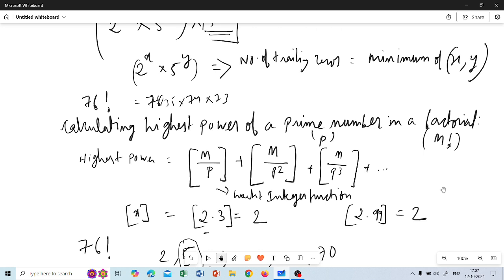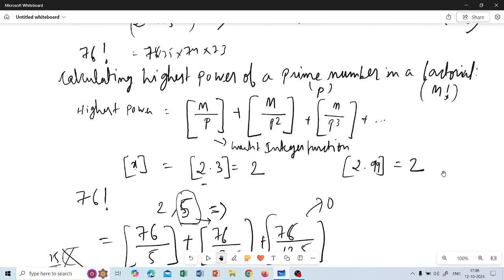Similarly, we cannot keep on multiplying for a big number like 76 or say 120. That is impossible. It is possible, but you need to take a lot of effort. So there is a method to find the highest power of a prime number in a factorial. The highest power is given by the greatest integer function of n by p plus n by p square plus n by p cube, etc., and it will go on as much as you want.